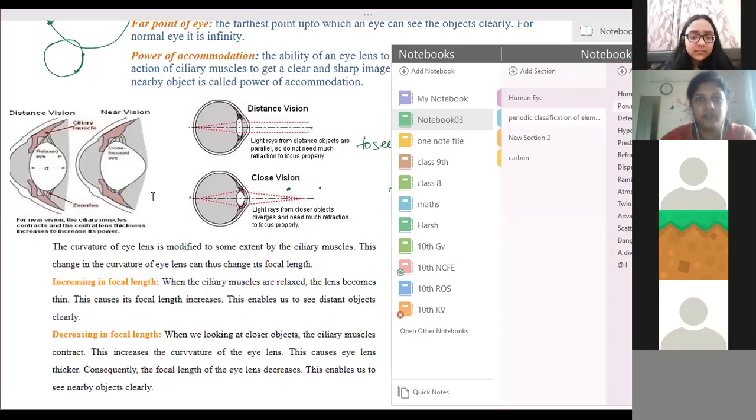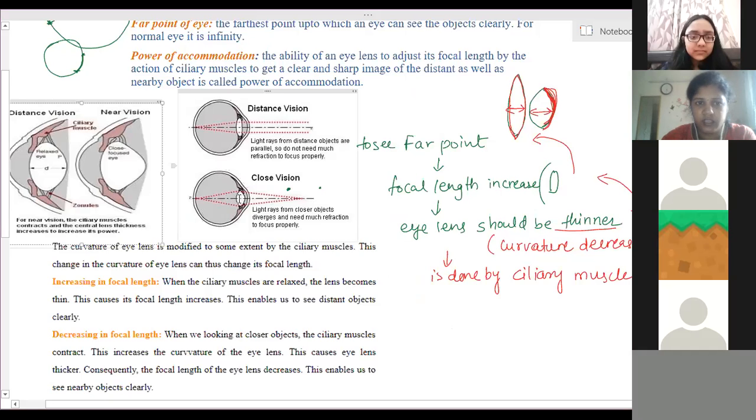Let me show you how it is possible. The size of the eye, how it is changing. The thickness of the eye, how it is changing, I showed you.